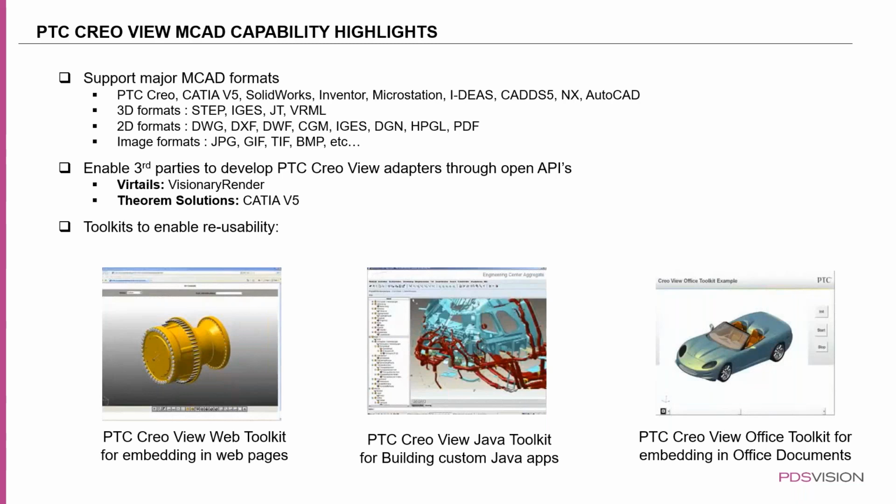So there are also other toolkits that enable you to reuse your Creo View data. Some of the toolkits are PTC Creo View Web Toolkit, which allows you to embed Creo View in web pages. There's also PTC Creo View Java Toolkits, which allows you to build custom Java apps. And there's also Creo View Office Toolkit, which allows you to embed Creo View in Microsoft Office documents such as Word, PowerPoint, and Excel.